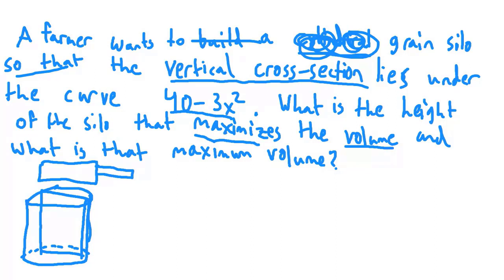So in essence, the reason we want to do cross sections is we're trying to turn our 3D problem into a 2D problem. And by getting this cross section, we essentially turn our cylinder into a rectangle in this case.